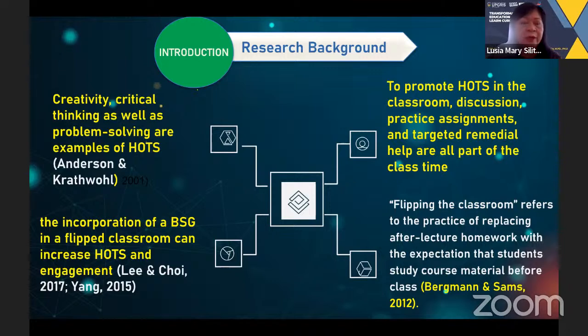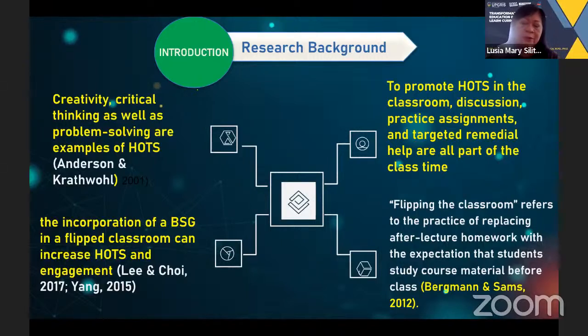In a traditional class, the teacher usually speaks in the classroom and then gives homework. But in a flipped classroom, we invert. We give them not homework, but material before the classroom. In this case, the teacher will focus on the students, meaning the students have prior knowledge before entering the classroom.